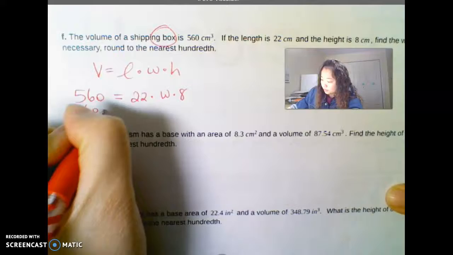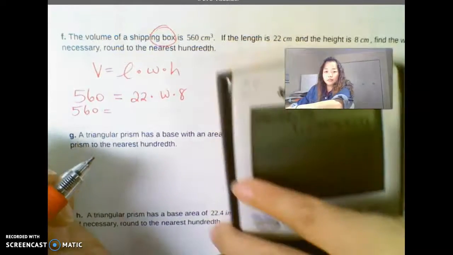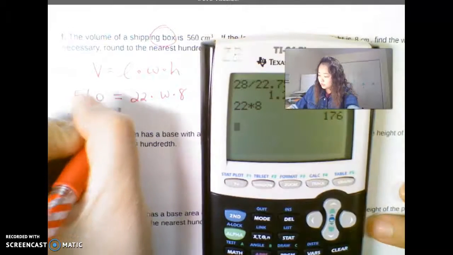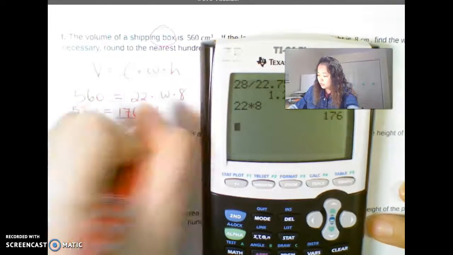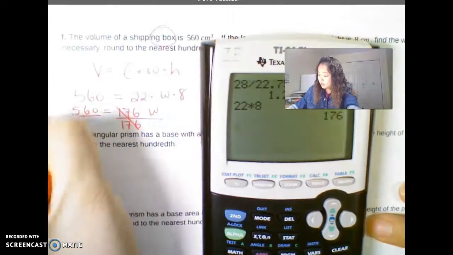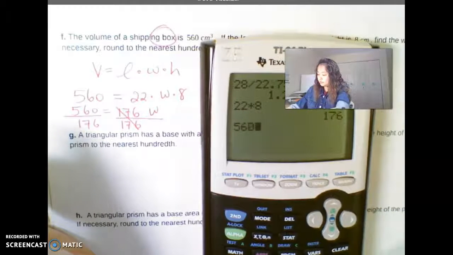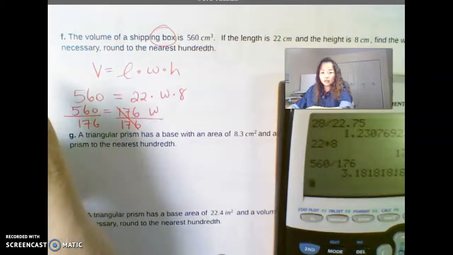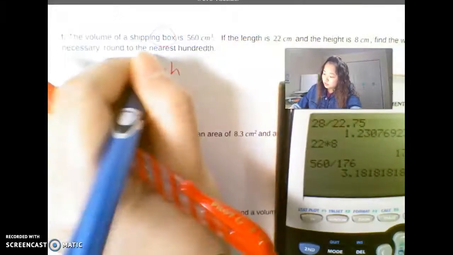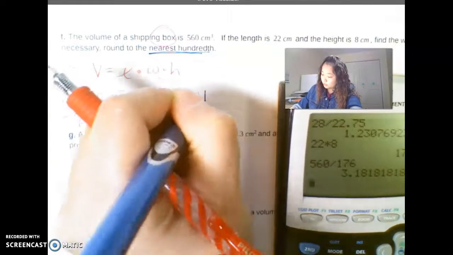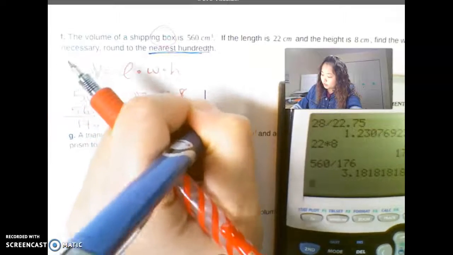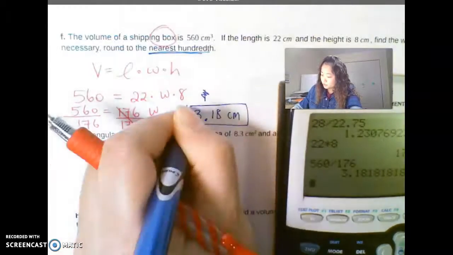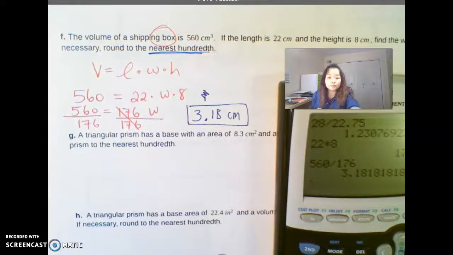So then the next step is do 22 times 8, 176, so 176W. Last step, divide by 176. So 560 divided by 176 is 3.1818. Round to the nearest hundredth, so it'd be 3.18 centimeters, because we're looking for just the width.